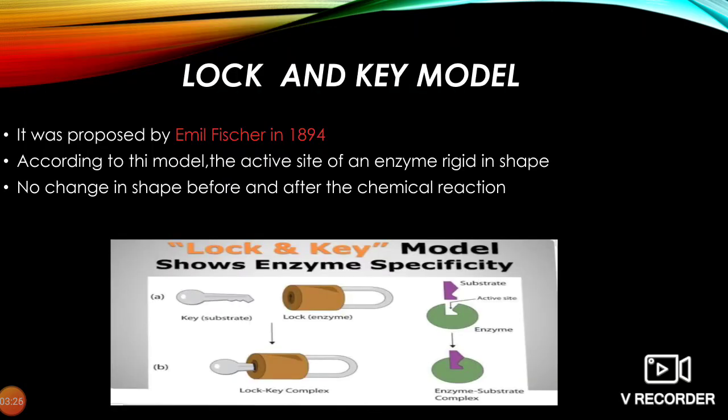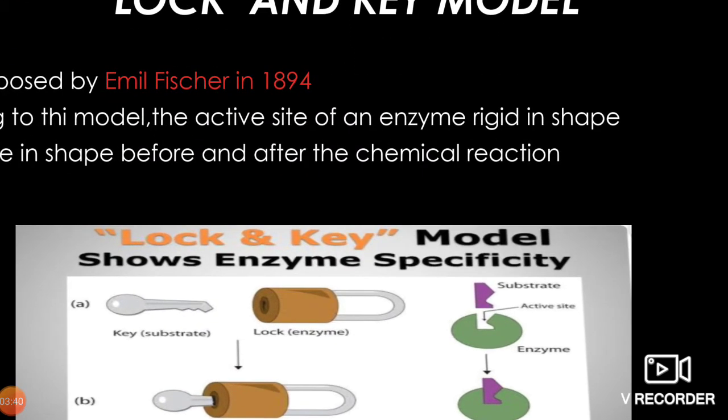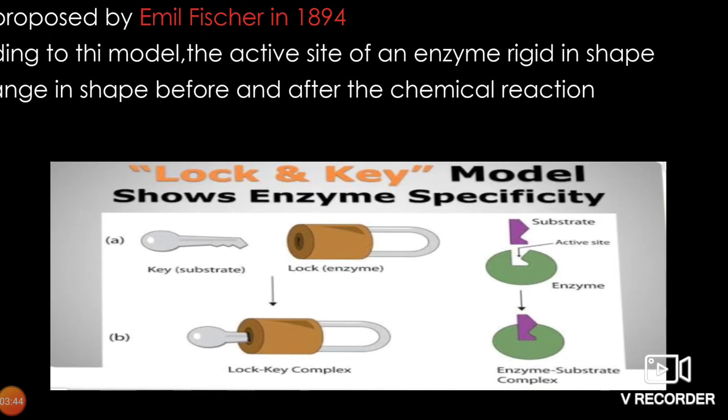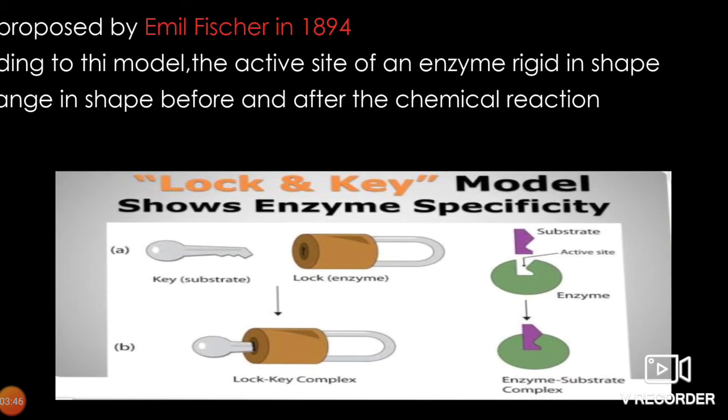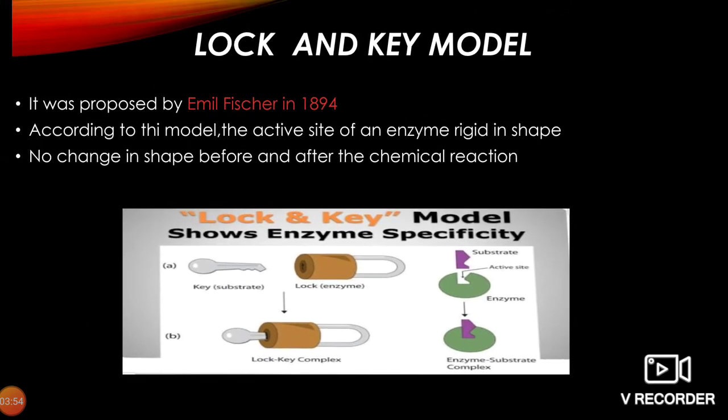The next one is about the lock and key model. It was proposed by Emil Fischer in 1894. According to this model, the active site of an enzyme is rigid in shape, with no change in shape before and after the chemical reaction. For example, a specific key can open a specific lock. In a very similar manner, a specific substrate can bind to the enzyme, forming the enzyme-substrate complex.